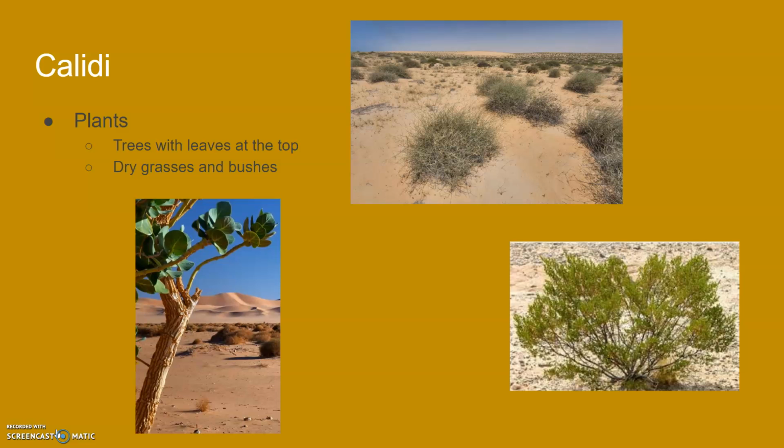Plants located on Khalidi, or plants that engineers have placed on Khalidi. There are trees with leaves at the top and dry grasses and bushes.